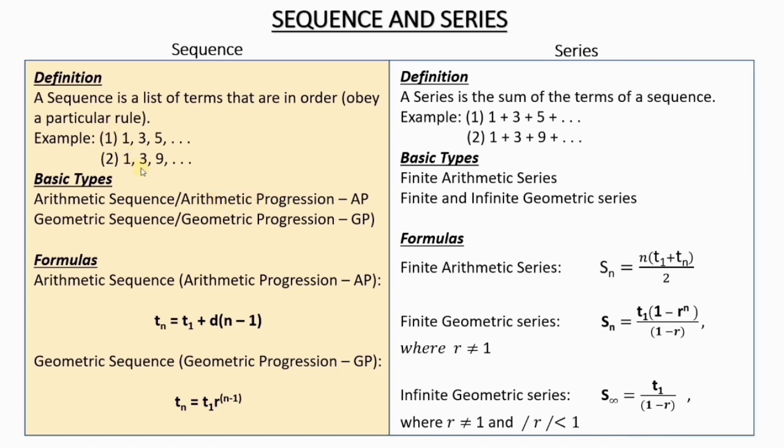If successive terms have a common ratio, we call such a sequence a geometric sequence or a geometric progression.